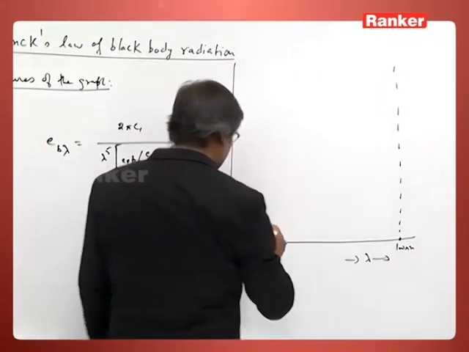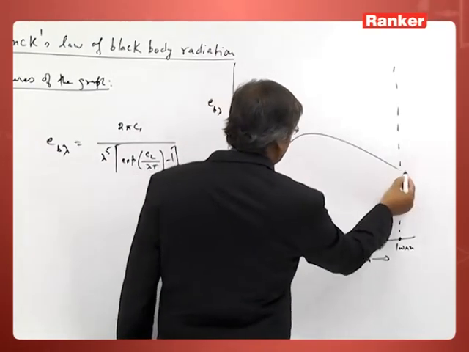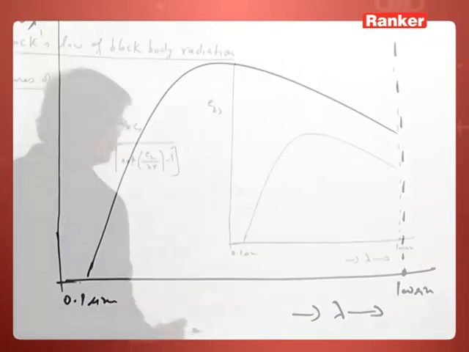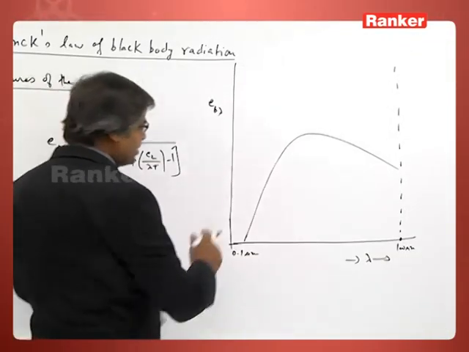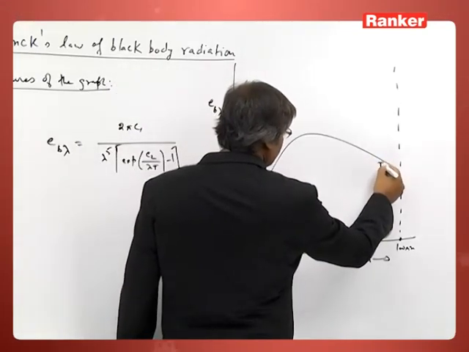So, the initial graph is something like this. This is the graph at a particular temperature, say T1.